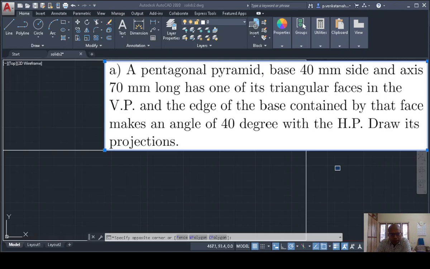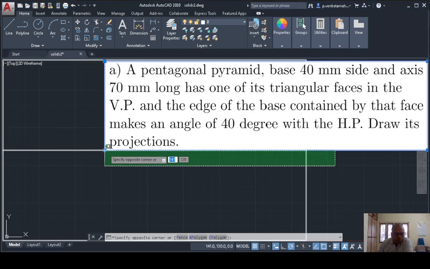So in this question, if you see a pentagonal pyramid, base 40 mm side and axis 70 mm long, has one of its triangular faces in the VP, and the edge of the base contained by that face makes an angle of 40 degrees with the HP. Draw its projections. So this is the question. In this question they have not given the inclination of the axis which we need, and they have mentioned that angle indirectly, saying that one of the triangular faces is in VP. So we'll see how to approach this question.